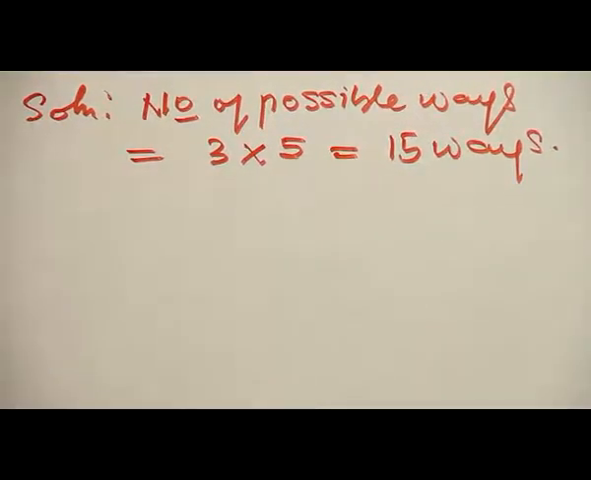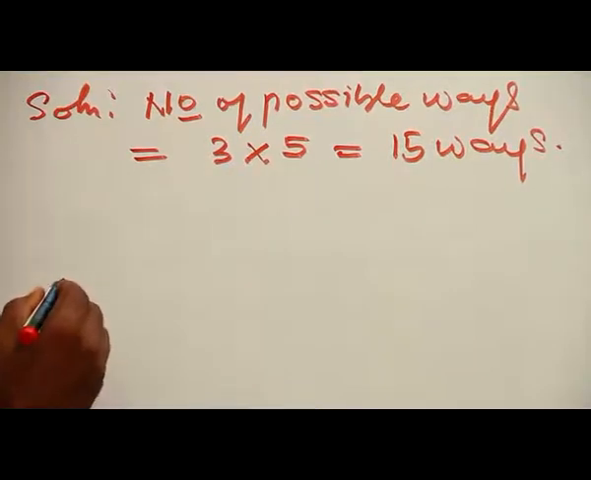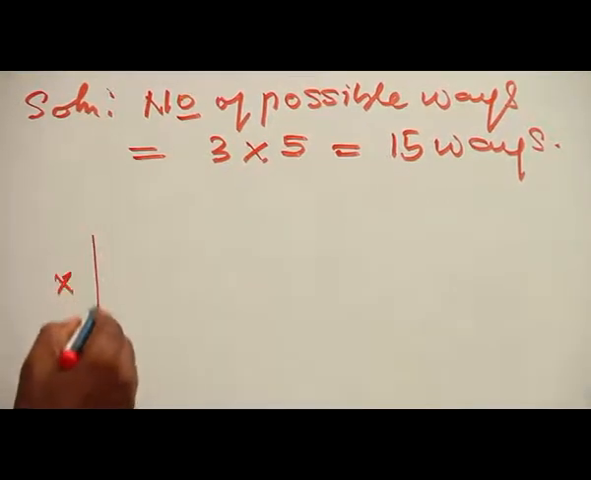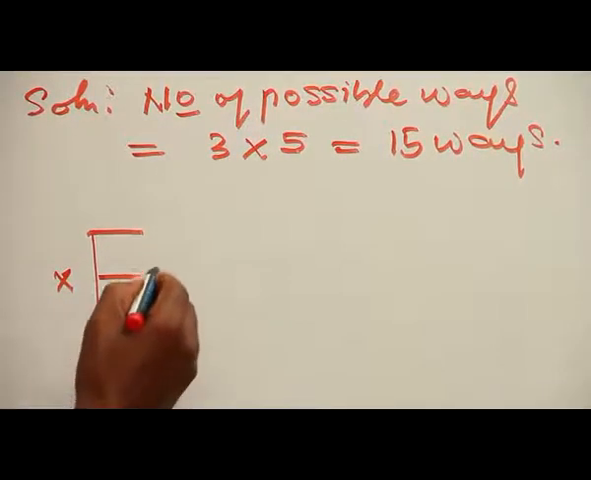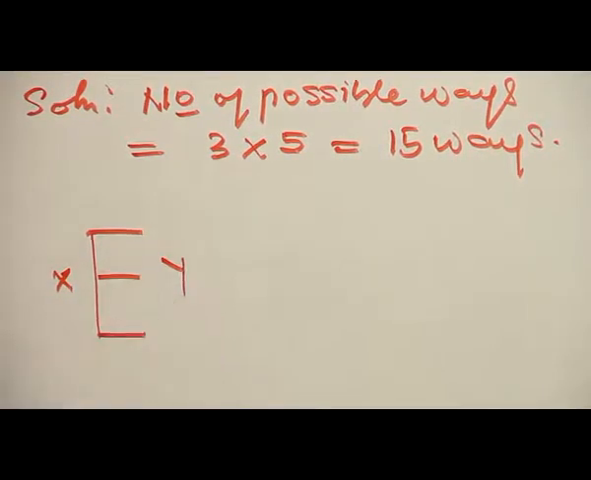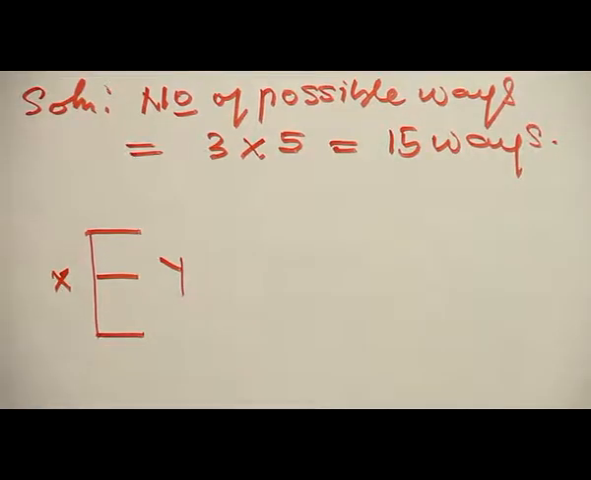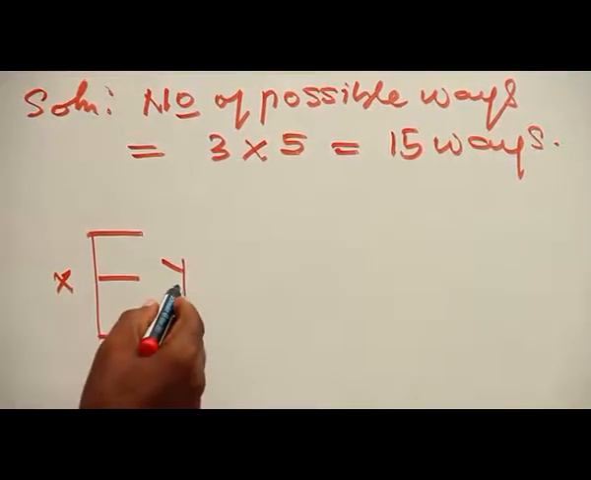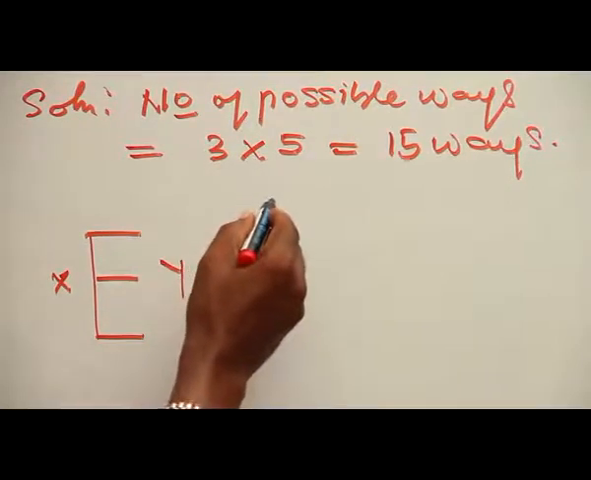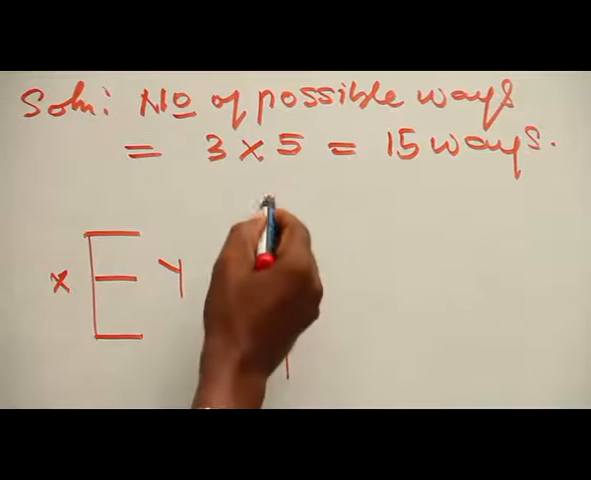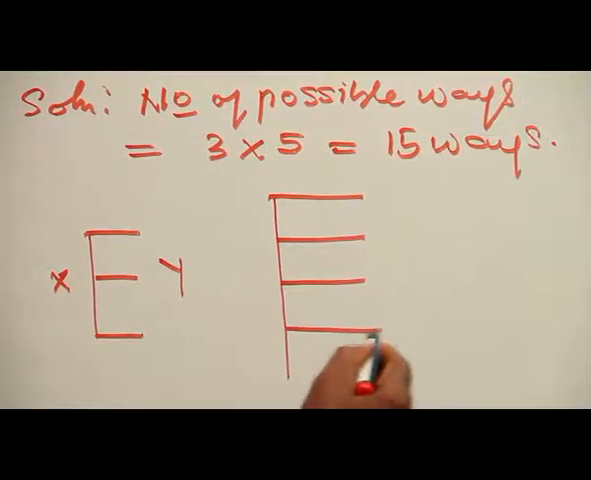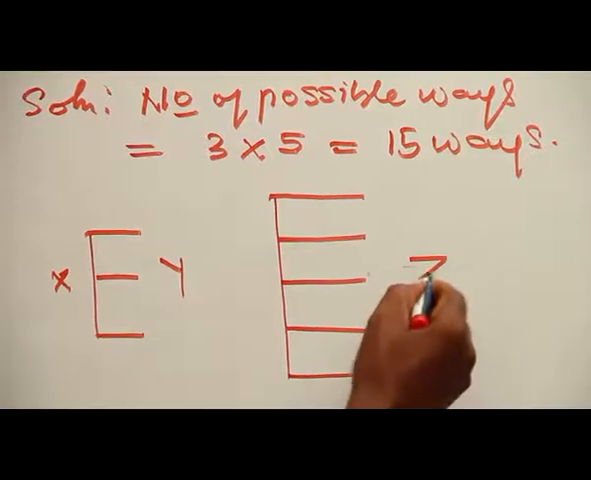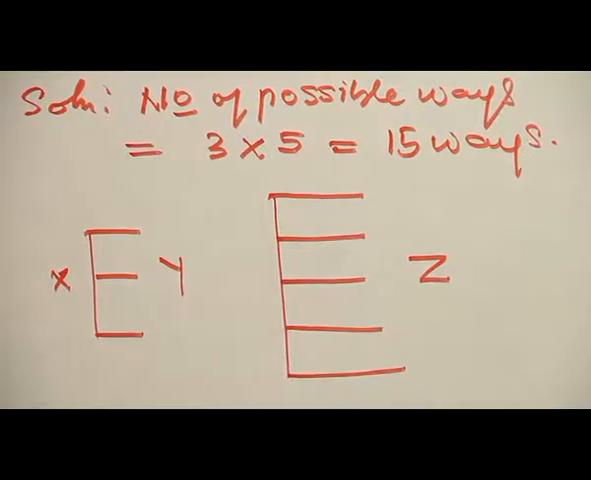There are 3 different ways of going from X. Here is your X, and you have 3 routes to get to Y. And then from Y, there are 5 routes to get to Z. So there are 5 routes. Let's say the routes 1, 2, 3, 4, 5. And they are now in location Z.